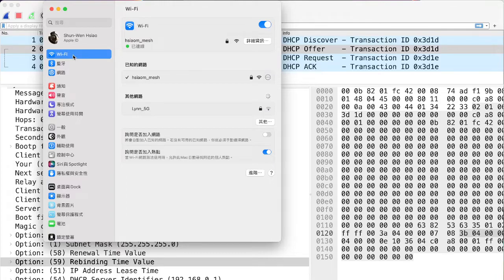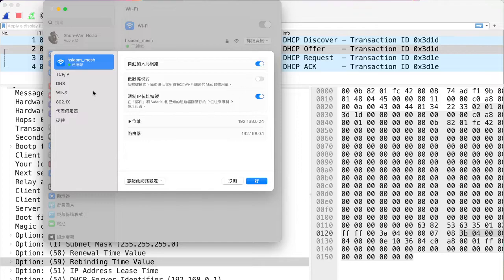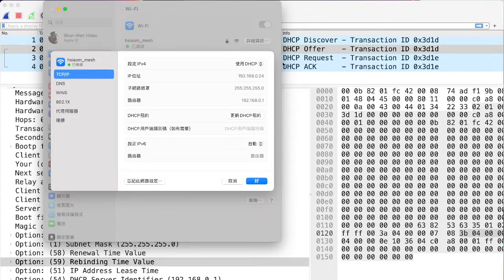When you take a look at your IP settings, no matter whether on your smartphone, your tablet, or your laptop, you can always see there is a very specific button right here. Of course it is in Traditional Chinese, but this button means to renew your DHCP lease.